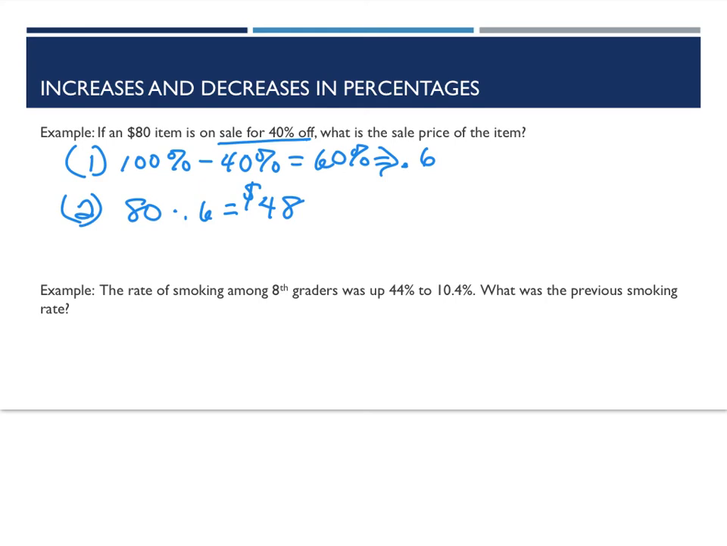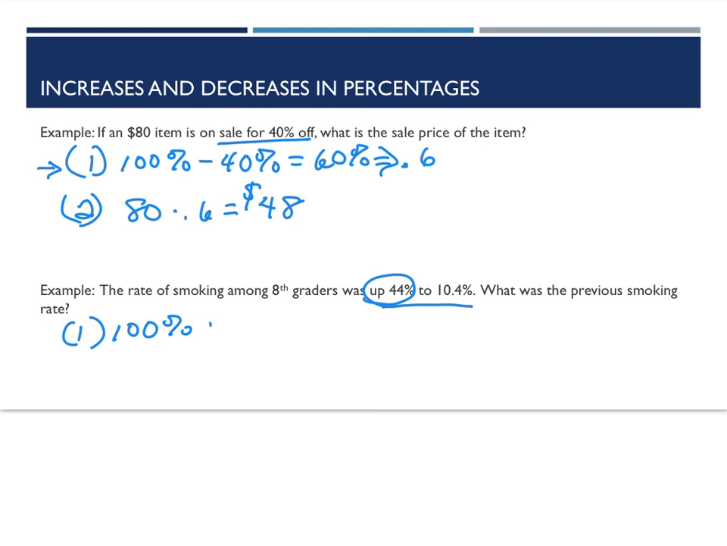Uh-oh. Percentages. Oh, they always mess people up. The smoking rate went up 44% to 10.4%. One of these I'm going to treat just like it's that $80. One of them is going to be my amount of increase or decrease that I'm going to use with my 100% in step 1. So if I start with my 100%, I need to look in the problem and figure out, did I go up or down? Well, it says up 44%.